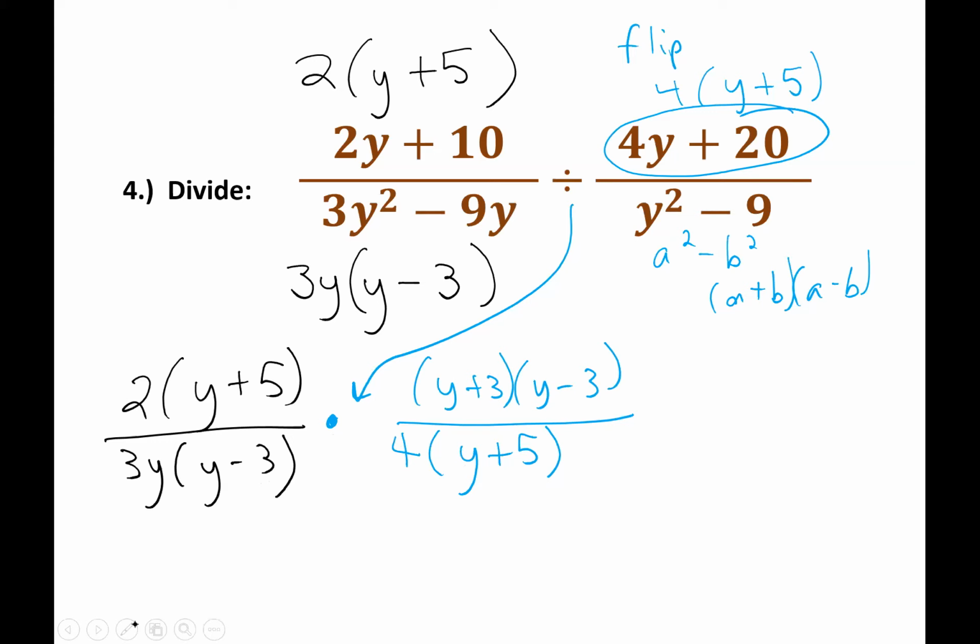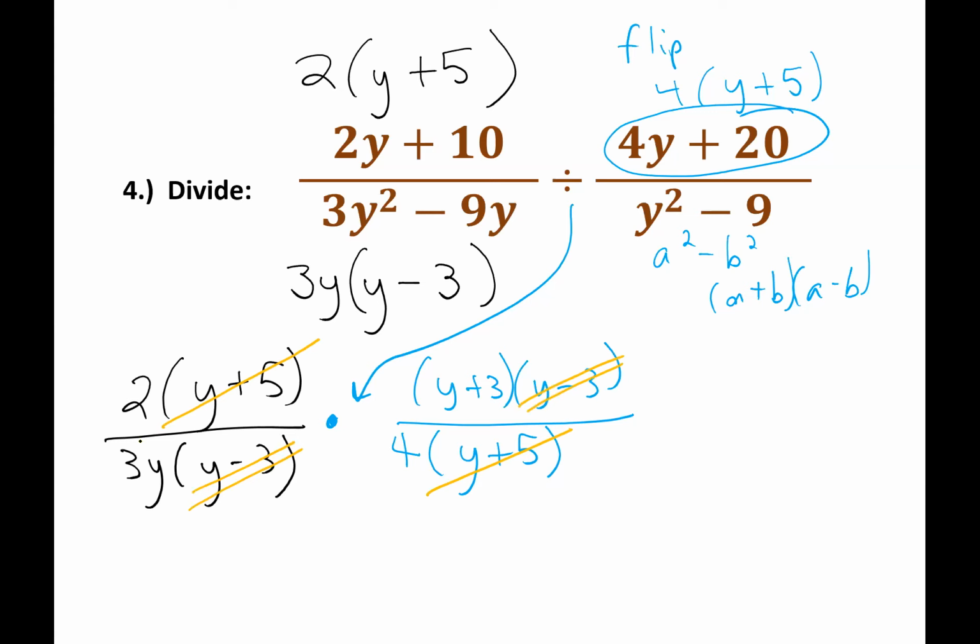And now we cancel. So let's look for common factors. Once again, there are no common factors within each individual fraction, but we can cancel things diagonally. Let's start with the y plus 5s canceling out, and then these y minus 3s canceling out.